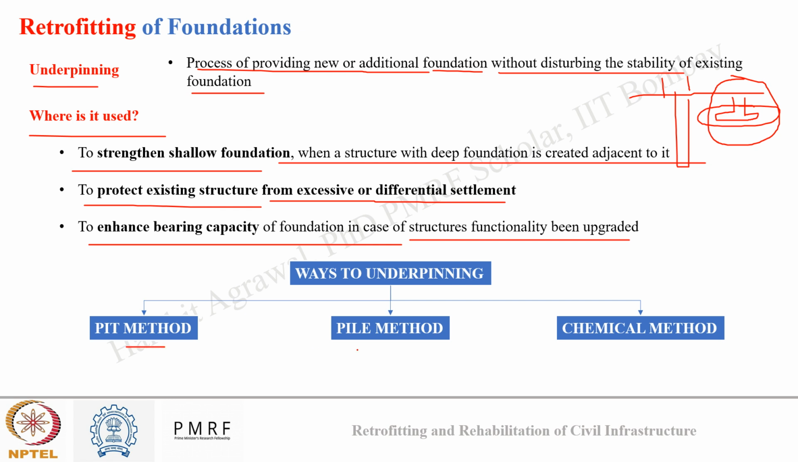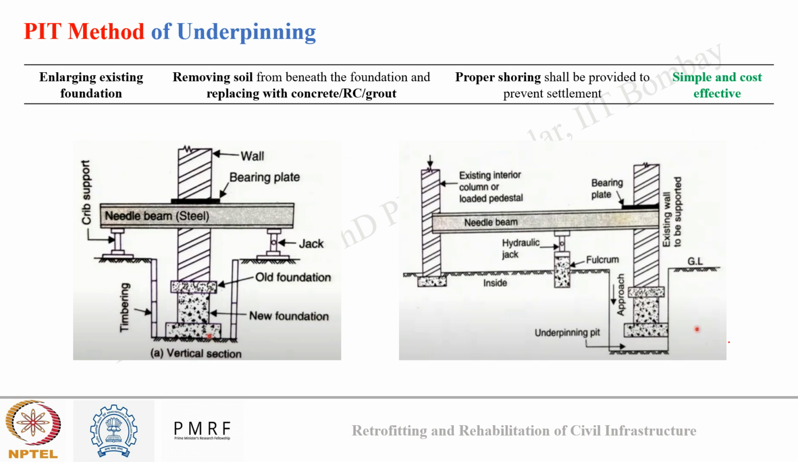There is the pit method, there is the pile method, and there is the chemical method. So let's see each one of them one by one. Okay, so let's first talk about the pit method of underpinning. Basically, this method consists of enlarging the existing foundation by removing soil from beneath the foundation, replacing it with concrete or reinforced concrete or grouting material.